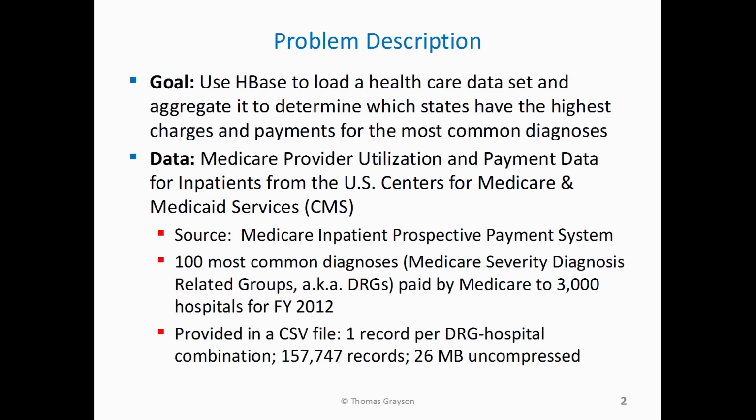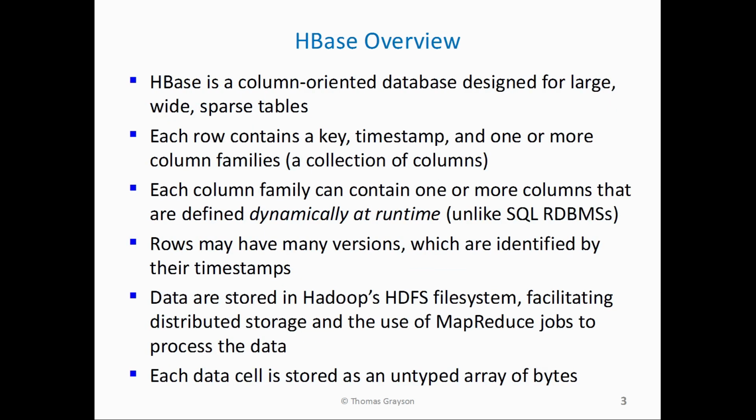The data are provided in a CSV file. There's one record per DRG hospital combination, roughly 158,000 records in all. It's 26 megabytes uncompressed.